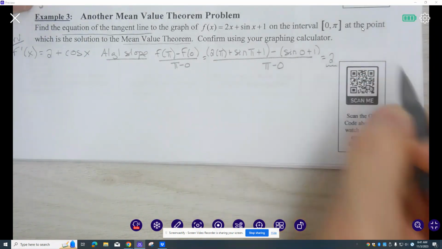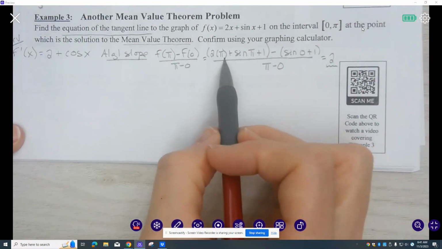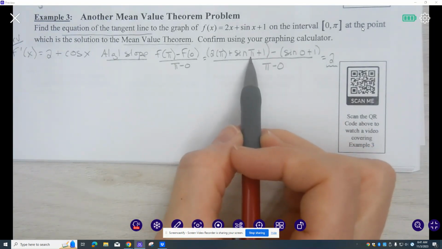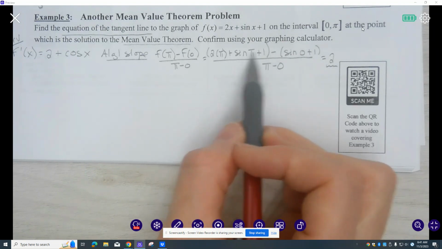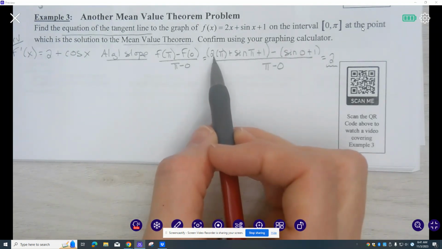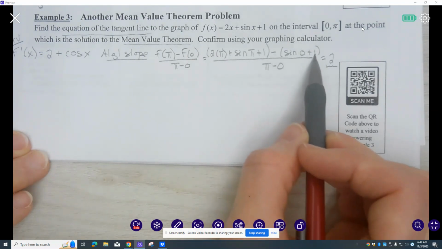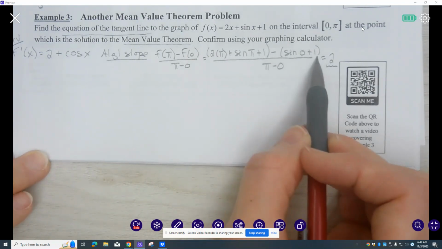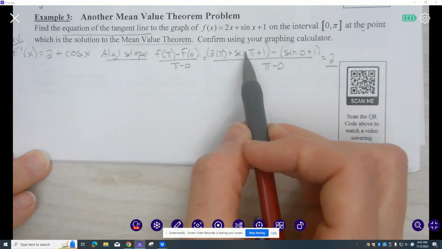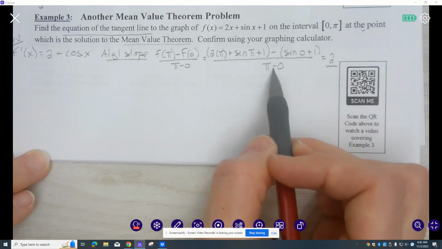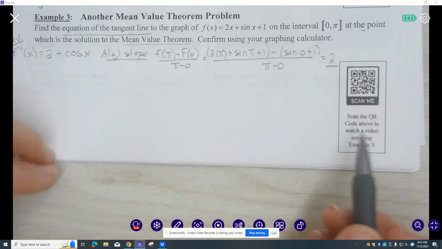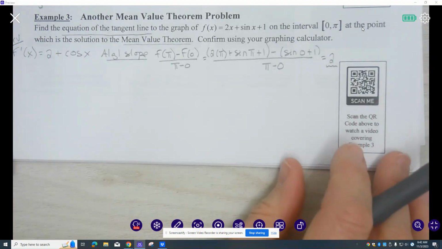2 pi is 2 pi. Sine of pi is -1, so those add to 0. So I end up with 2 pi. Sine of 0 is 0, minus 1. So I have 2 pi plus 1 minus 1 over pi. So the pi's divide to give you 1, and you're left with 2.